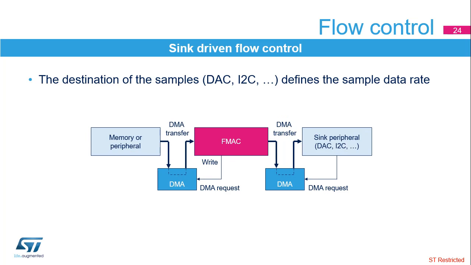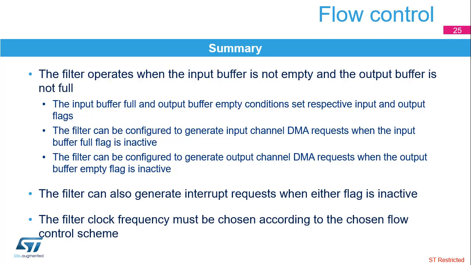This slide describes the sync-driven flow control sequence. The destination of the samples, DAC, I2C, defines the sample data rate. The destination requests the DMA or CPU to transfer data from the filter output. The filter operates at a faster clock rate than 2N times the destination sample rate. When the output buffer is full, the filter stalls. When the input buffer is not full, an input channel DMA request or interrupt is generated. The DMA or CPU transfers samples from memory or another peripheral to the input buffer. The FMAC executes the filter algorithm when the input buffer is not empty and the output buffer is not full.